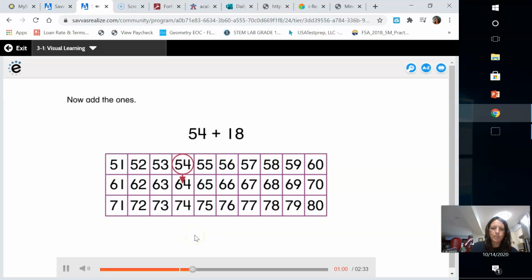Now add the ones. Okay. You are already at 64. Now move ahead 8 to show 8 ones. All right, so first we added the 10 and went down one row. Now we're going to add the 8 ones. So we're going to go 1, 2, 3, 4, 5, 6, 7, 8. How many spaces ahead is 72? You need to go to the next row to add them all. 72 is 8 spaces ahead.